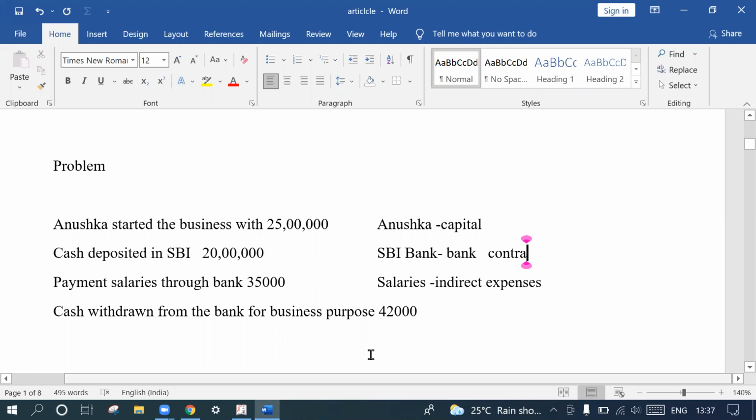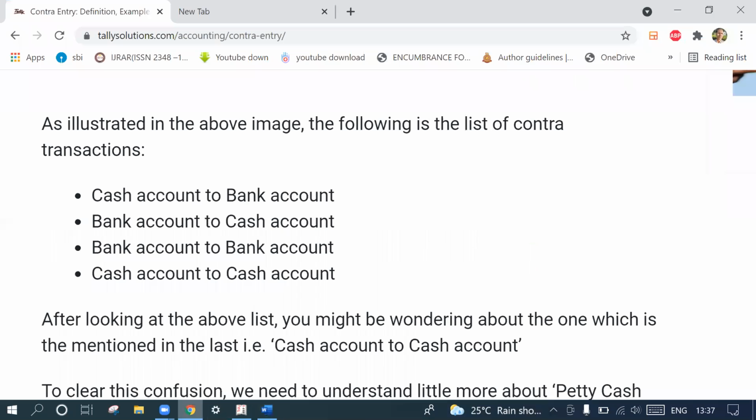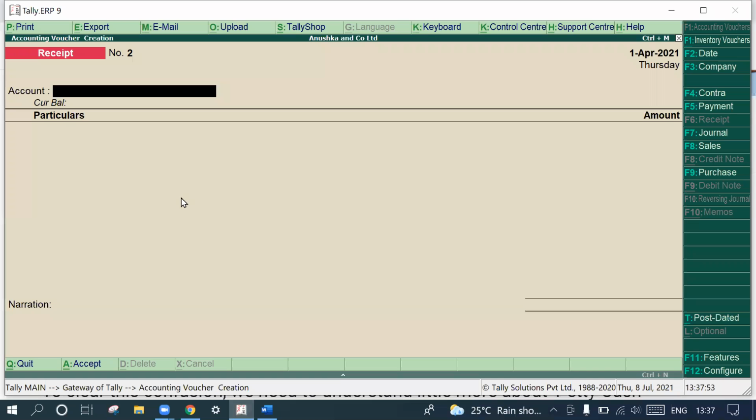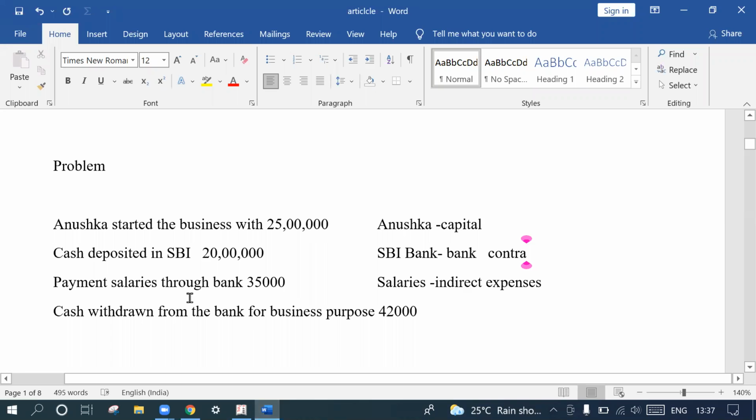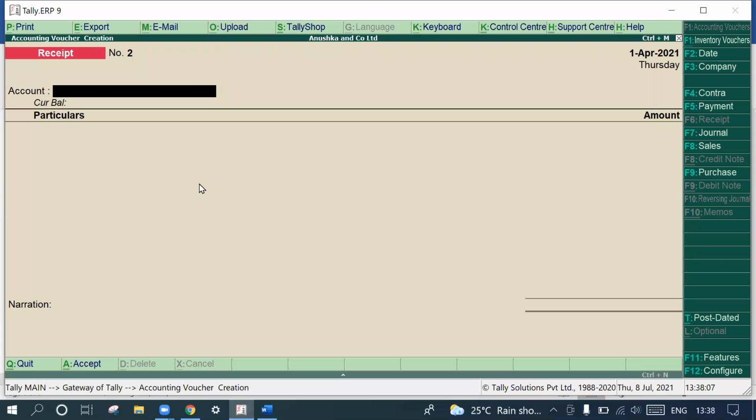Just now we have seen the 4 methods of contra entry. See here: cash to bank account, bank to cash account, bank to bank account, cash to cash account. So here, cash deposit in SBI. We have deposited the cash in SBI. So now we shall go, that is 20 lakhs. This is contra entry F4. See clearly here, F4. You have to click on this.